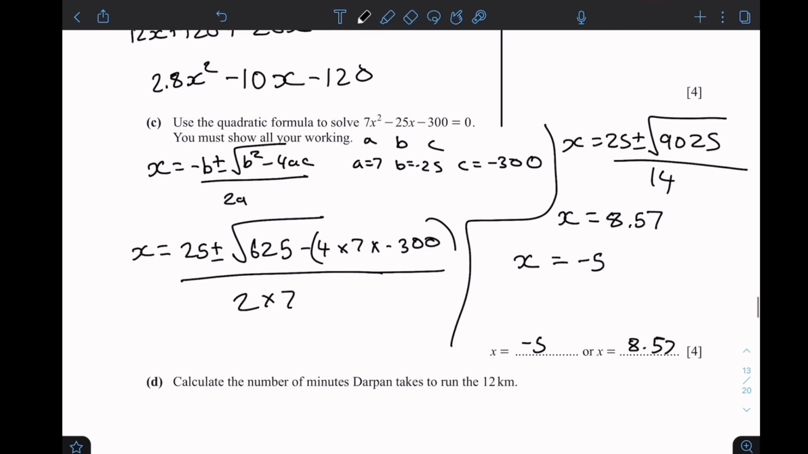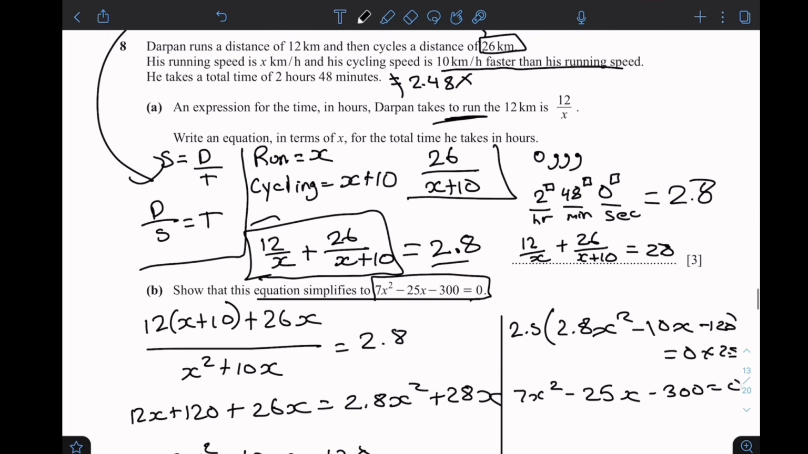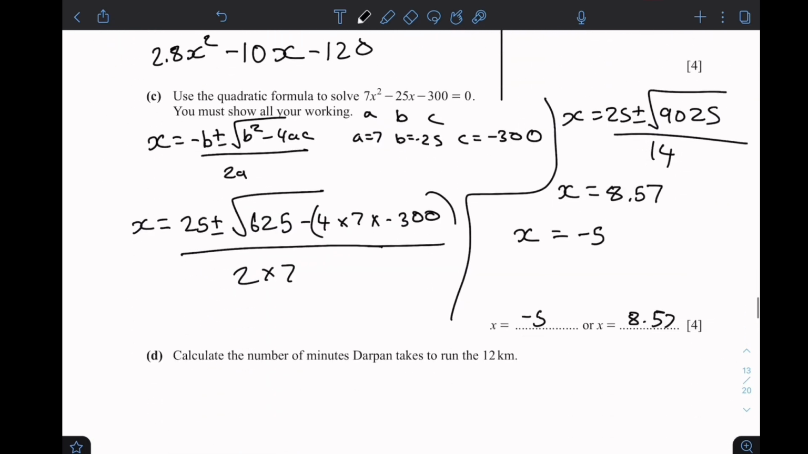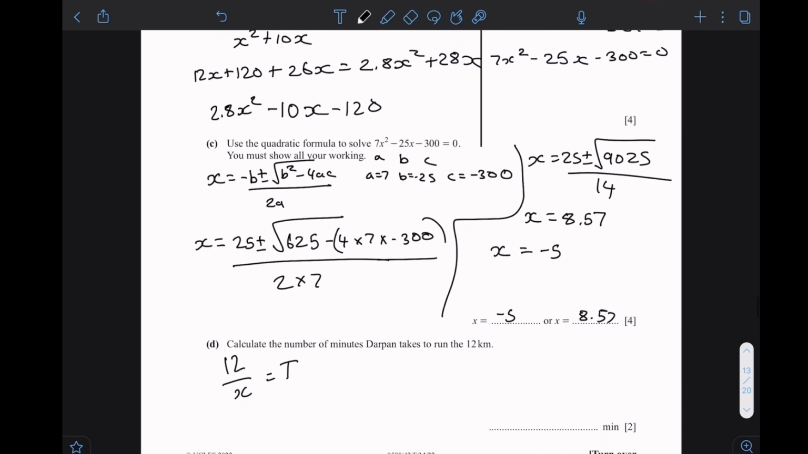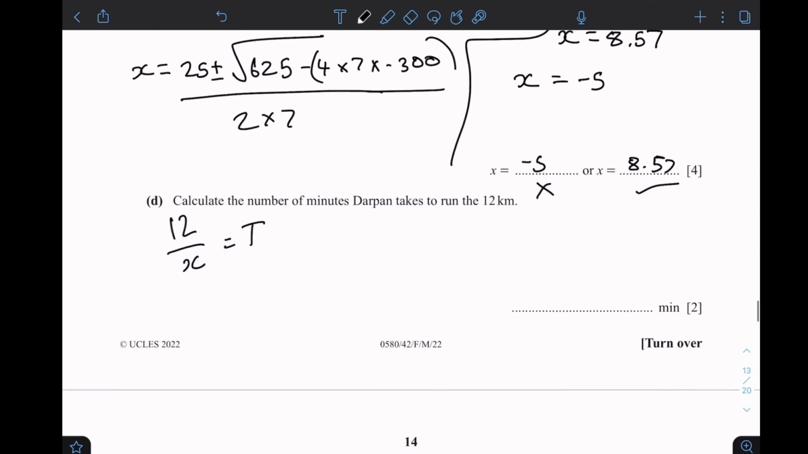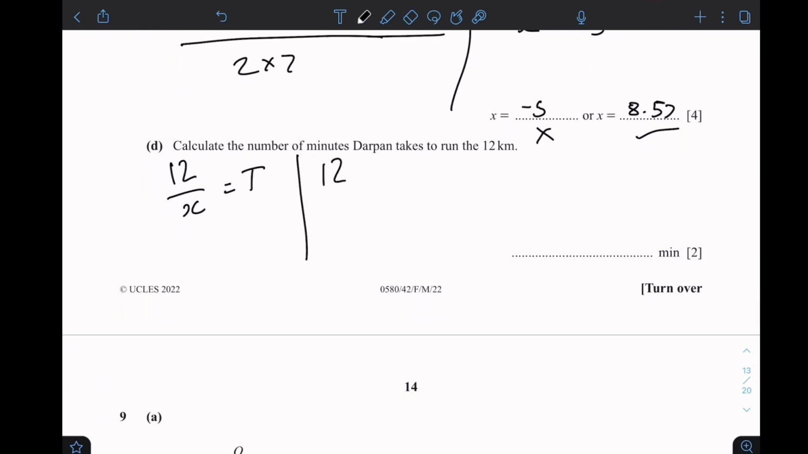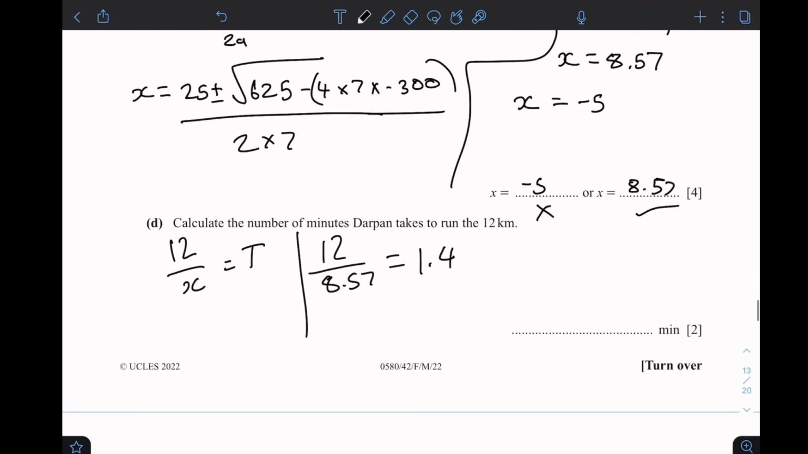Now, it says calculate the number of minutes Darpin takes to run the 12 kilometers. So, the time Darpin takes to run the 12 kilometers is 12 upon x. And as you know, x, which is the speed, cannot be negative. So that means the negative 5 can be cancelled and you just take 8.57. So you do 12 divided by 8.57, which should give us 1.4.